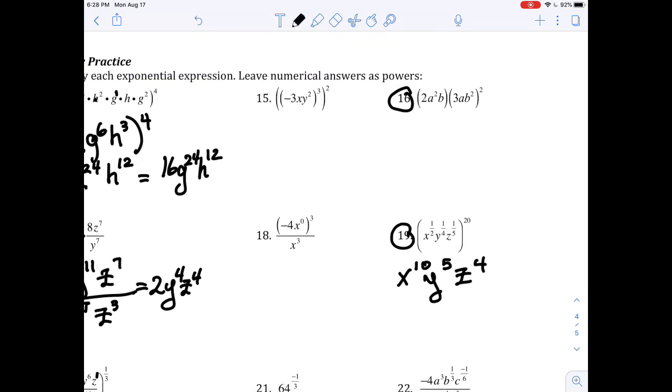Number 16, oops, sorry, I went out of order there. Number 16, you're going to apply that 2 exponent on the second expression first. So that's 2a squared b, 9, because you're using 3 as a base 2 times, a squared b to the 4th. And now you're going to multiply. So 2 times 9 is 18, a squared, a to the 4th, b to the 5th. So we're using our rule where we add our exponents.